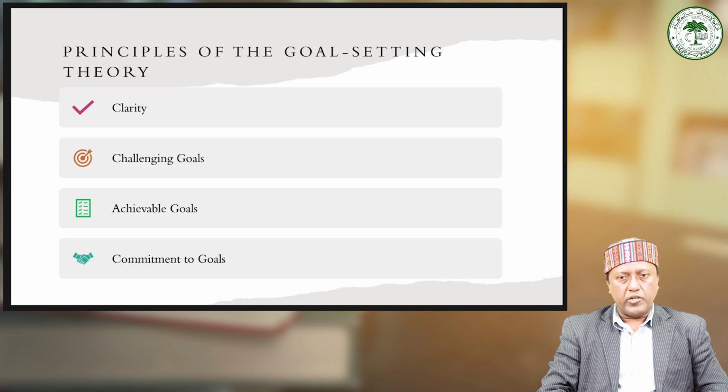Next is challenging goals. Goals should not only be clear but also challenging. Setting challenging goals keeps employees motivated by providing a sense of achievement. This highlights the importance of recognizing and rewarding employees for their efforts, especially when they achieve challenging goals. Recognitions and rewards act as motivators and encourage employees to strive for excellence.